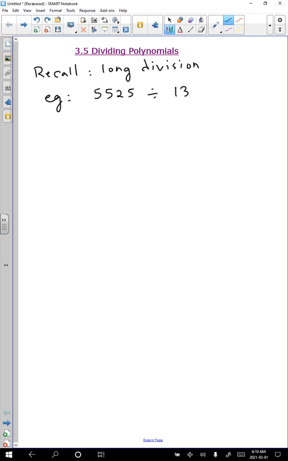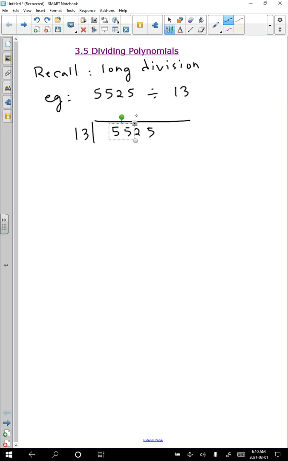So we're going to do lesson 3.5 on dividing polynomials. And we're going to start off with recalling how we used to do long division. Take this example: divide 5,525 by 13. So we would make this little box here and put 5525 under it, and then we would divide it by 13.